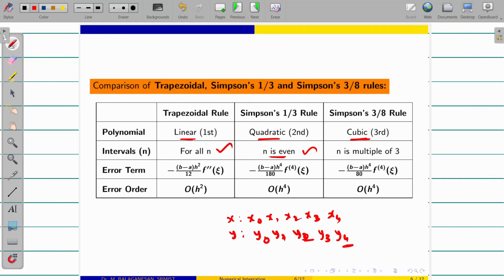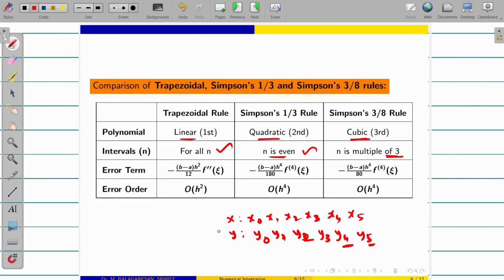What about for a trapezoidal? Yeah, it is applicable for y4. So if you are having x5 corresponding value y5, trapezoidal is applicable here, but Simpson one-third won't be applicable. When Simpson 3/8 is applicable, it should be multiple of 3.